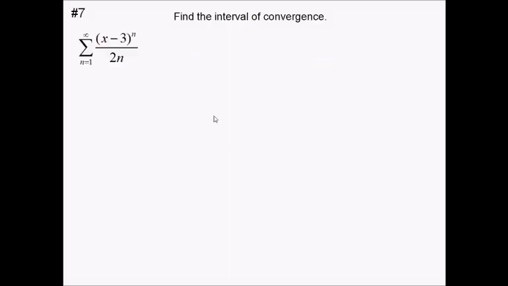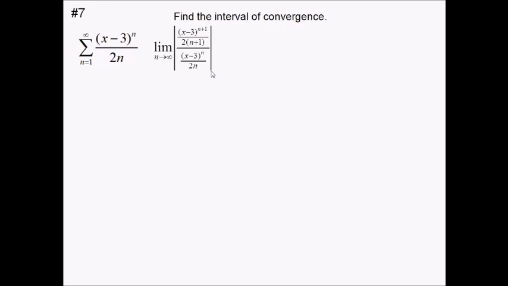On this problem, we want the interval of convergence for this series. Since this is not geometric, we need to use the ratio test to get this started. So let me take the limit as n approaches infinity of the absolute value of the n plus 1th version of this, so x minus 3 to the n plus 1 over 2 parentheses n plus 1, over the nth term for this thing, so just what you see here inside sigma.